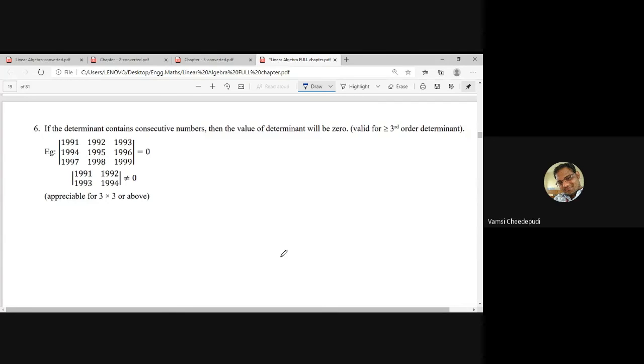Next, in a determinant, if it contains all consecutive numbers. Sir, what is meant by consecutive numbers? 1, 2, 3, 4, 5, 6, 7, 8, 9. They are successive numbers, the successive integers from 1 to 9. So if you find the determinant of this, the determinant will be 0.